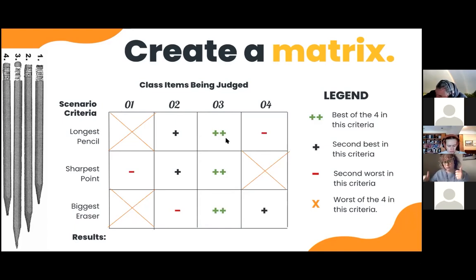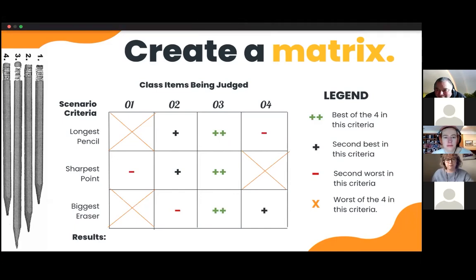Okay, let's look at the sharpest point now, which again with the picture can be difficult. When we're looking at the sharpness of the point, it looks like number 4 is pretty dull. So that would be the worst of the 4 for that criteria. What's easier to judge maybe for the sharpest point is number 3. Number 3 is looking pretty sharp. I think that it's the best for the sharpest point if we're talking about that criteria. So 2 thumbs up for number 3.